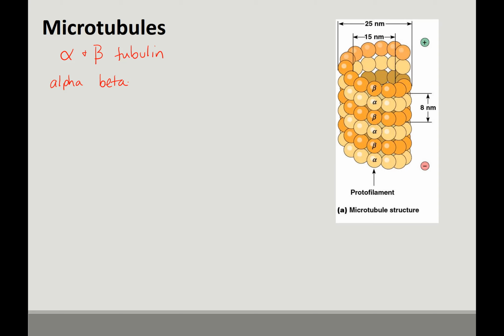So alpha and beta tubulins come together to form this heterodimer. And hetero means different, and dimer means 2. So it's made up of 2 different proteins. And what's interesting about tubulins, as they come together, is it gives the microtubule polarity.